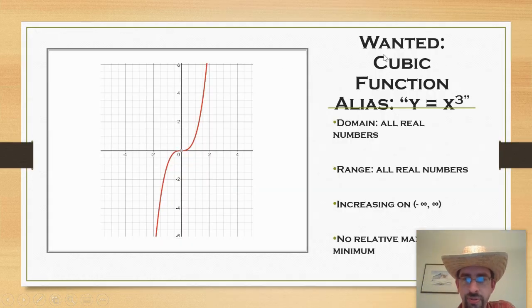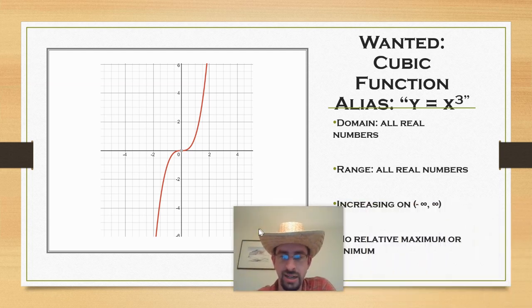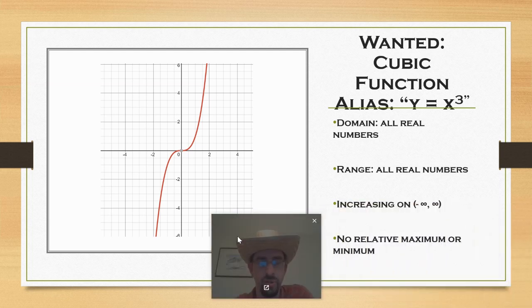Wanted, cubic function. Alias, y equals x cubed. Domain, all real numbers. Range, all real numbers. It stretches its hands out everywhere. Increases everywhere. Never has any relative maximum or relative minimum. Goes right through that origin, just like so many of these functions. Beware.